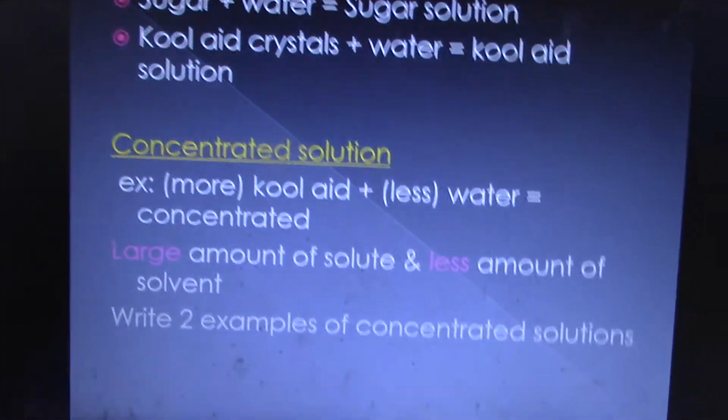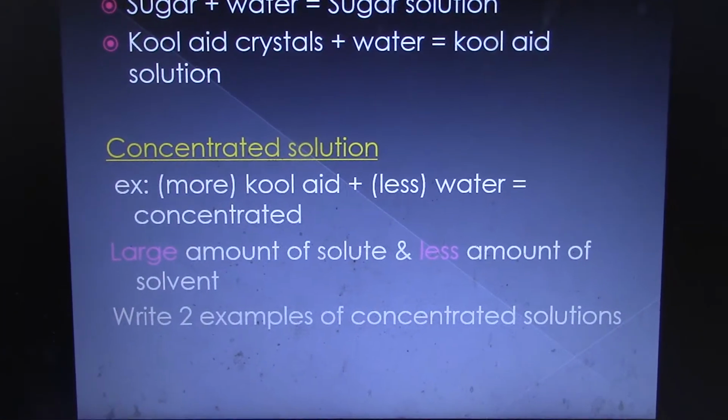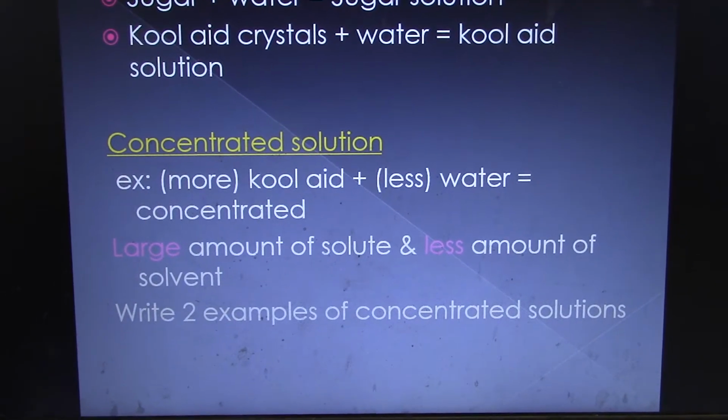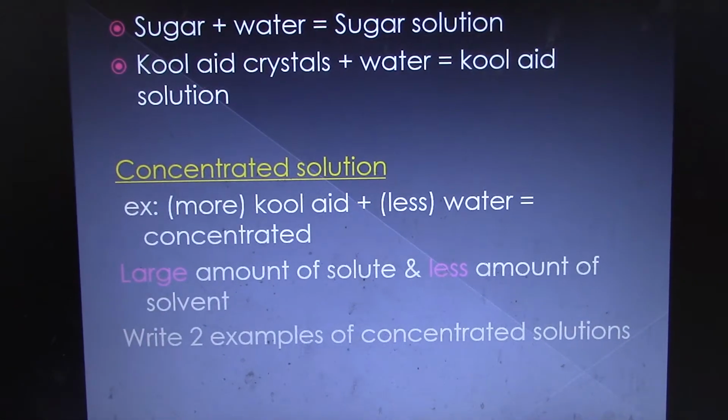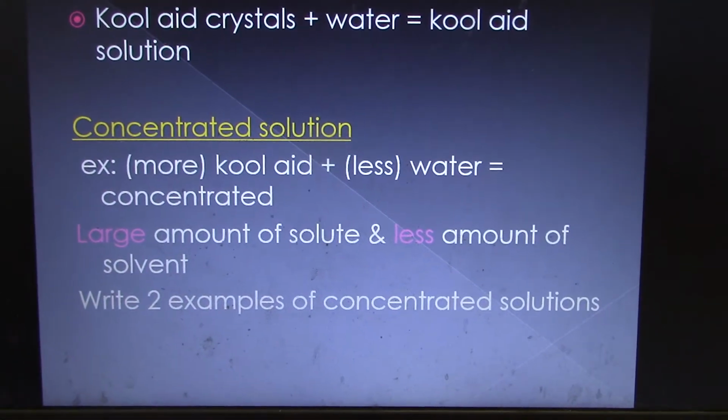Okay? So concentrated versus dilute. Concentrated means more solute per unit water. That would be concentrated. So there's a large amount of solute and less amount of solvent.